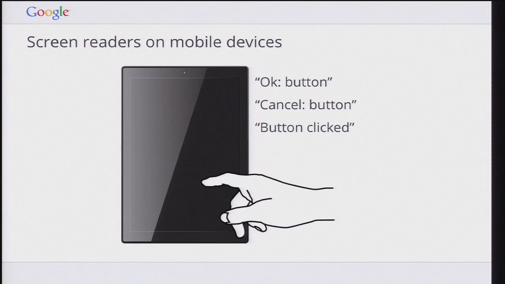So on mobile devices, the story's a little bit different. Obviously, you're not going to have a keyboard. You're not going to have all these hundreds of keyboard shortcuts. But what you do have is a touch screen. So what users will do is use their finger to touch the screen and explore, and it will read out whatever they have touched. So in this case, we can imagine a user exploring the same interface.